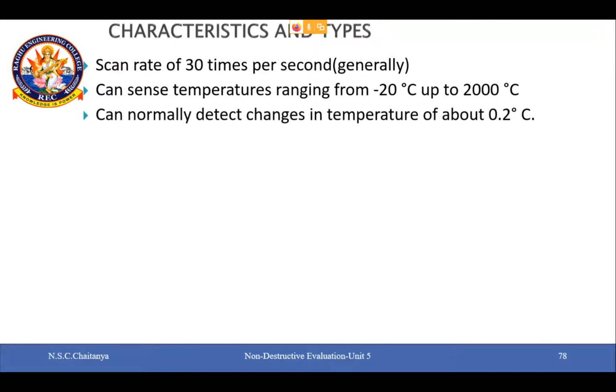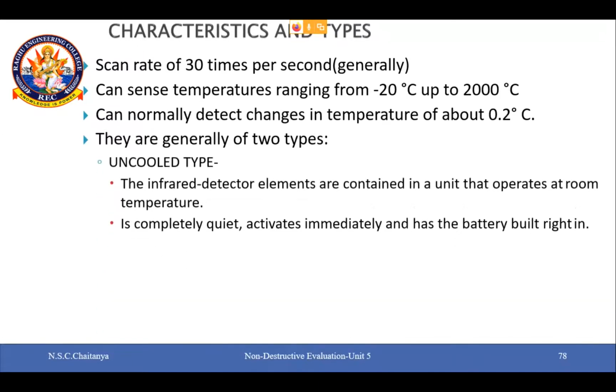They can normally detect changes in temperature of about 0.2 degrees centigrade. That means very small changes like a 0.2 degrees centigrade change can also be accurately identified by these devices. They are generally of two types.